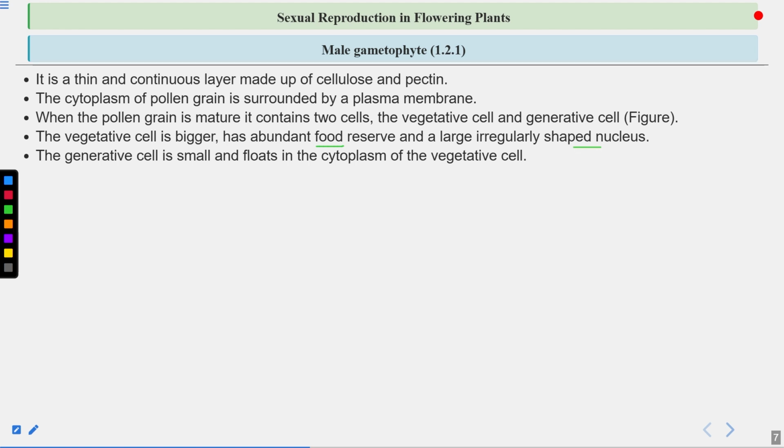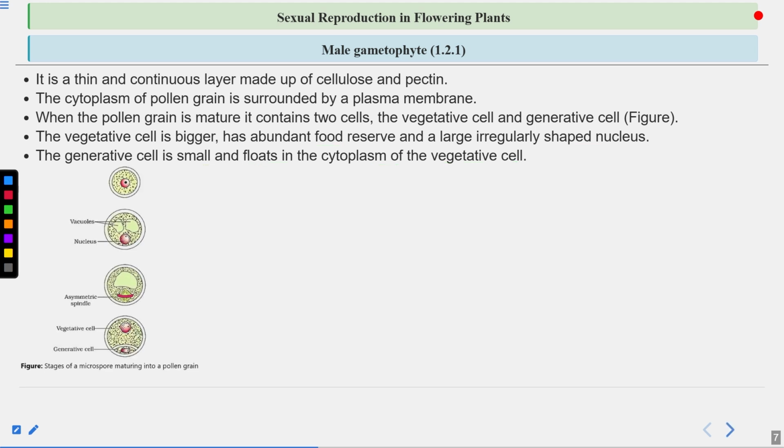The generative cell is small and floats in the cytoplasm of the vegetative cell. Now, a very, very important point: it is so small that it can float in the cytoplasm of the vegetative cell, right? The generative cell is very small. It is shaped like a boat, spindle shape, and its nucleus is again very, very small.